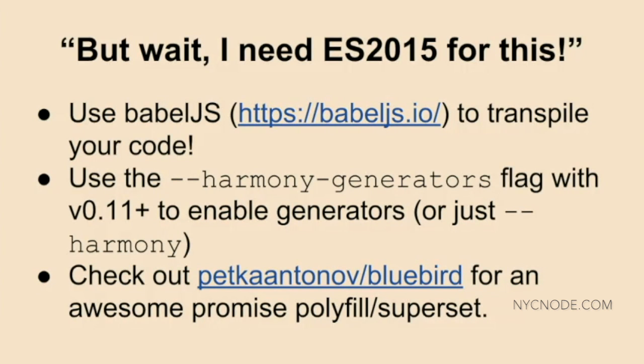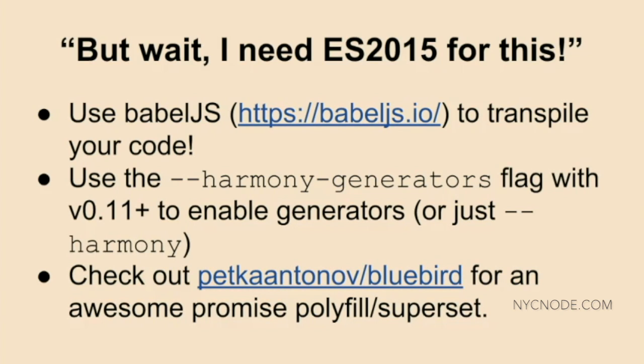And then you might be thinking, well, this all sounds great, but I need ES6 or ES 2015. So as Eddie talked about, right, you can use Babel. I highly recommend Babel. When I was working at Refinery 29, we used it for some of our production applications. I've used it in things that are on production now. It works great. But if you don't want to use a transpiler, then you can, provided that you're using node v0.11 or greater, use the Harmony generators flag or just --harmony.